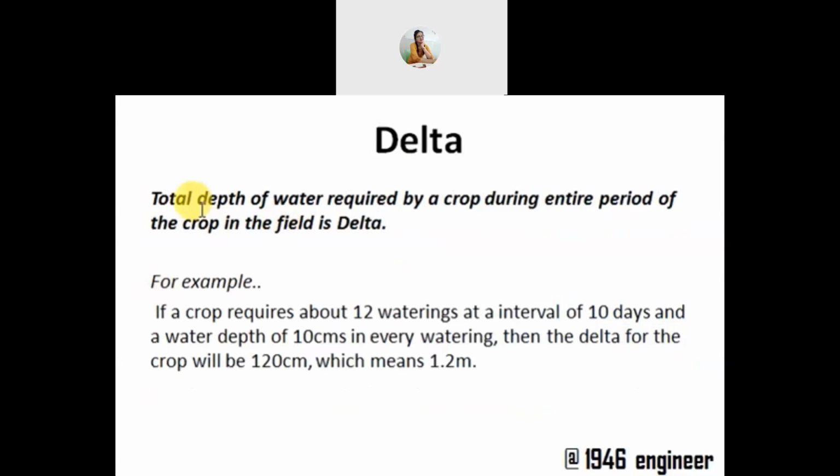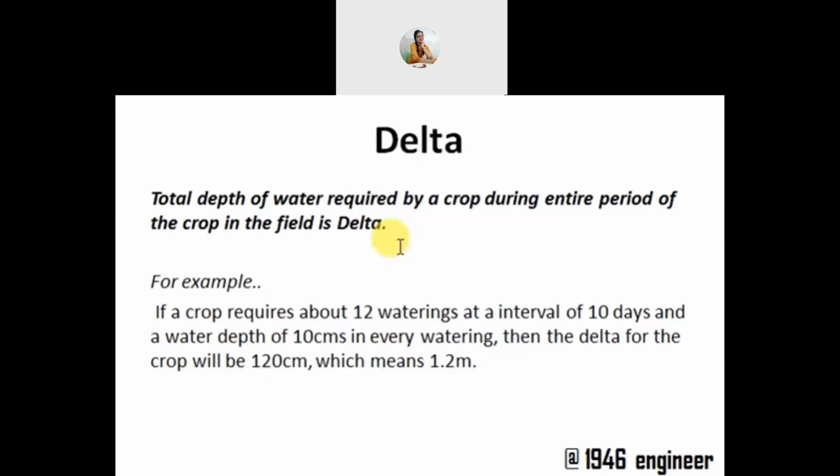And delta. Delta is the total depth of water required by a crop during the entire crop growth. For example, you take a crop and you have to water it about 12 times, and every time you have to water it to 10 centimeters depth. So this 10 centimeters multiplied by 12 waterings, you get 120 centimeters of water, total watering of 120 centimeters during its entire crop period. Then this 120 centimeters of water is known as delta of that crop.